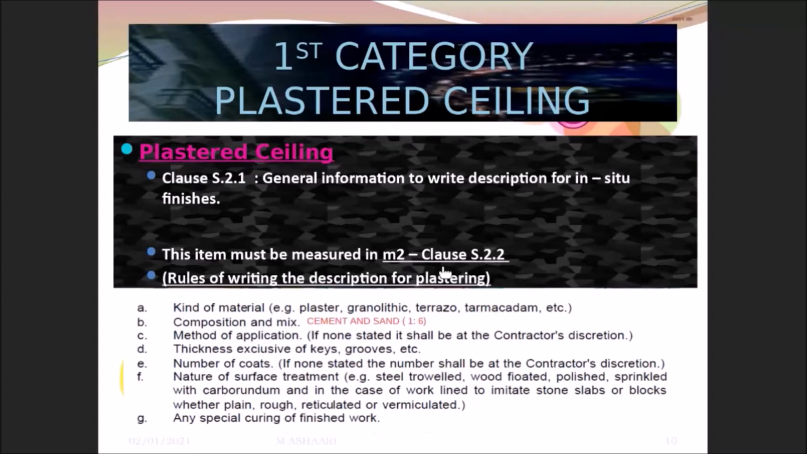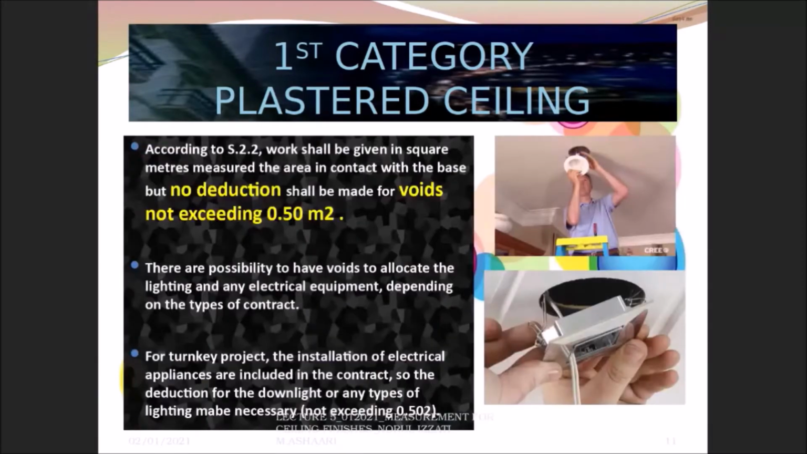Thickness can be 19, 20, 25, 16. I put here it can be 16, 19. This is a common specification, yeah. 20 and 25. Number of the coats. If it is not related to the thickness, then you have to write down the number of the coats. Nature of the surface treatment. This is either steel trowel, wood floated, or maybe screeded bed, and so on. And G, normally we don't have to write special curing for the finished work. This is only for the special work. Okay, so the rules are similar to what you saw before.